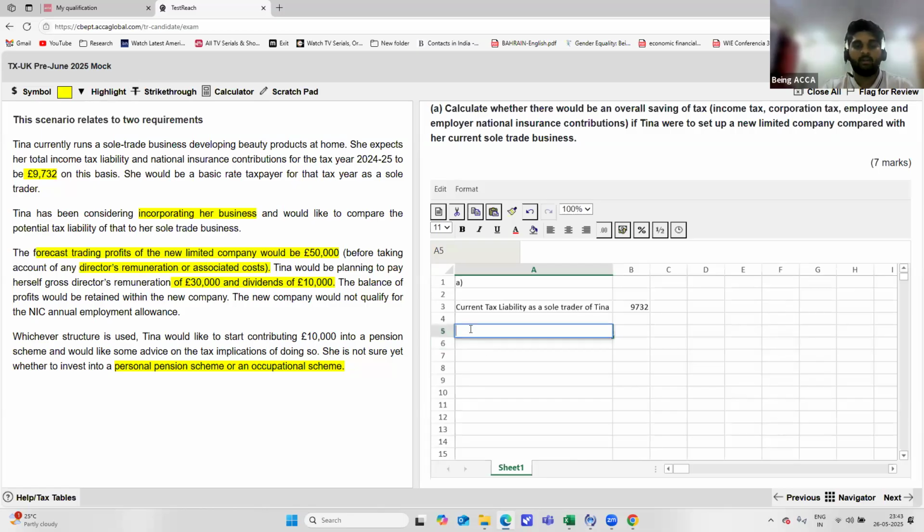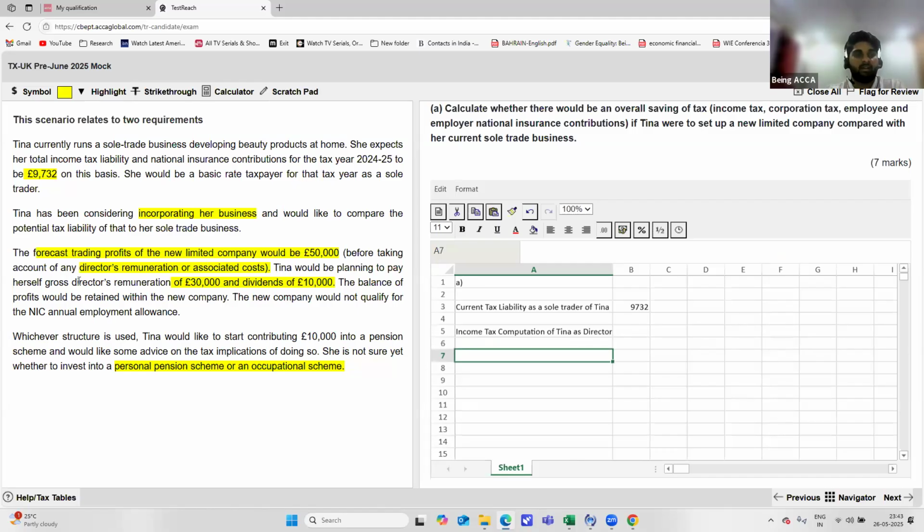Let's write over here. Always be clear in what you write, guys. Income tax computation of Tina as director of the incorporated business. Okay. So first, what do we have? We have two types of income.